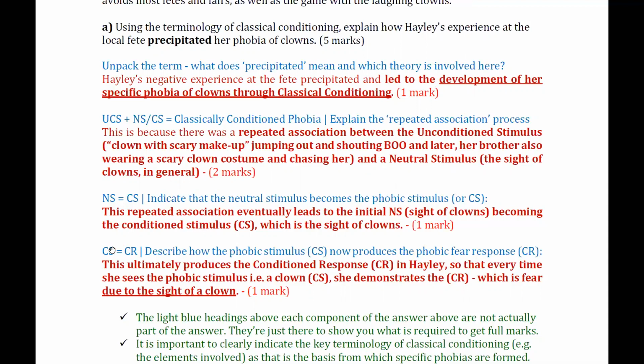The next part of the question is then talking about how the neutral stimulus will now become the conditioned stimulus. So this repeated association eventually leads to the initial neutral stimulus, which is the sight of the clown, or just simply clown, becoming the conditioned stimulus, which is the sight of the clowns, or just clown. Okay, so that's 1 mark there.